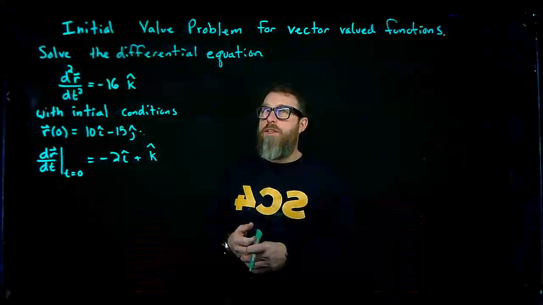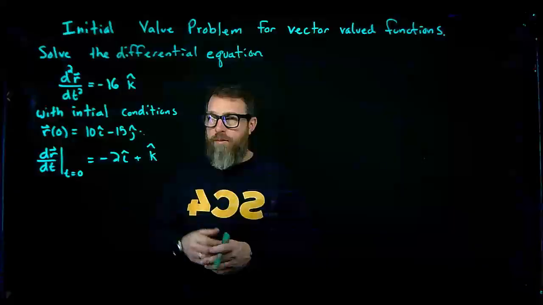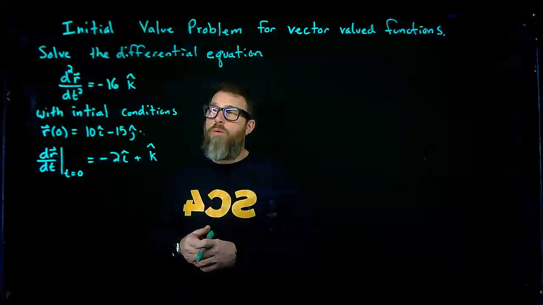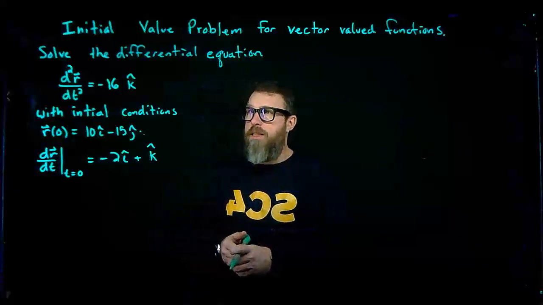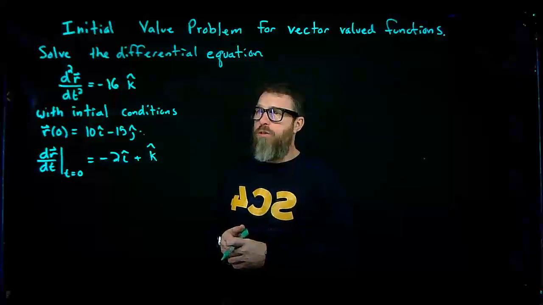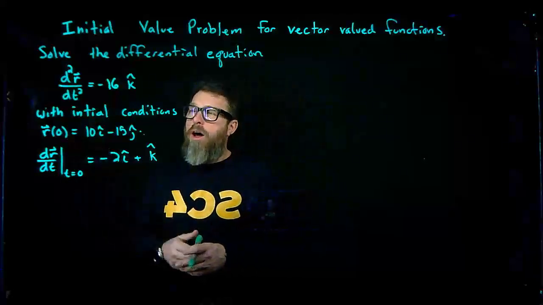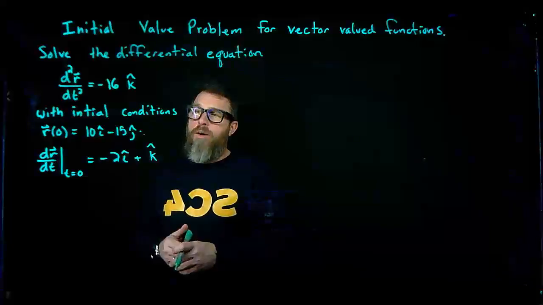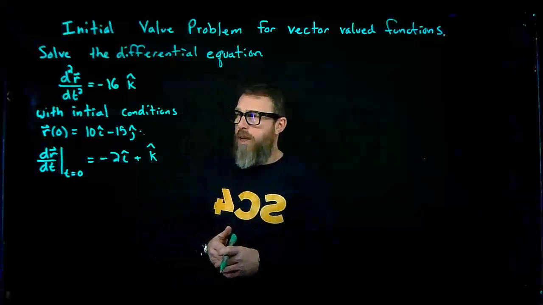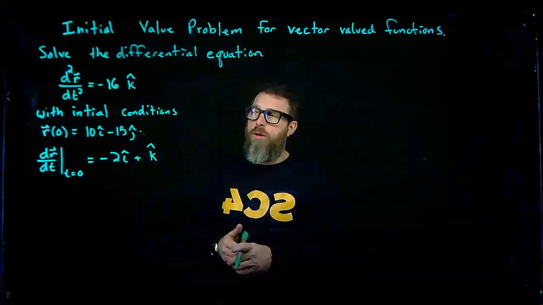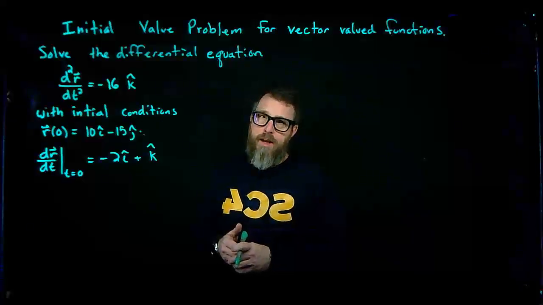So we're going to solve the differential equation. The second derivative of the vector valued function r with respect to t is equal to negative 16k, and it has initial conditions where the vector function r evaluated at 0 is 10i minus 15j, and its derivative evaluated at 0 is negative 2i plus 1k.